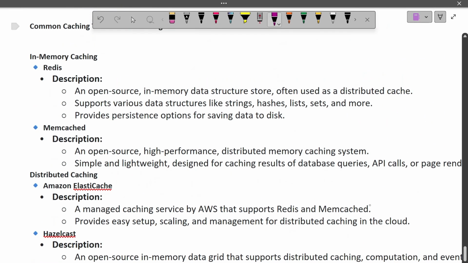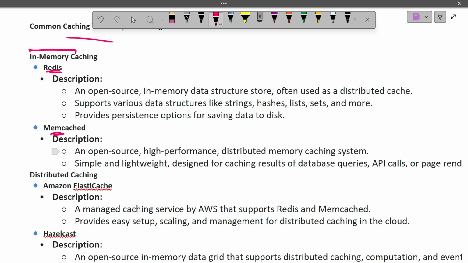So the next segment is about the caching solutions which are available in the industry, for you to get familiarity and for you to know the names. When we talk of in-memory caching, we have Redis and Memcache. Redis is an open source in-memory data structure store which acts as a distributed cache and supports various data structures. It is just for your knowledge so that you can know when to use which one.